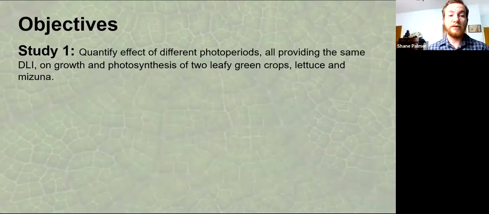So I'm going to talk to you about the objectives of the 3 studies that I'm doing that are all relating to photoperiods and PPFD, DLI, and biomass accumulation. In my first study, I quantified the effect of different photoperiods, all providing the same DLI, on growth and photosynthesis of 2 leafy green crops, which were lettuce and mizuna.